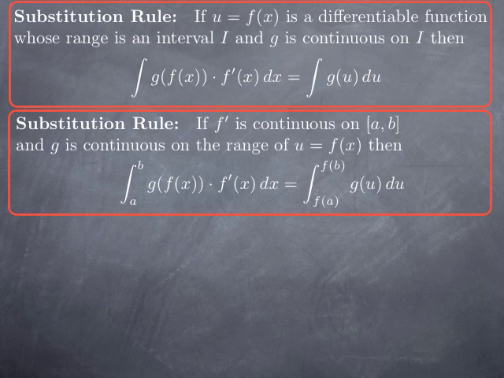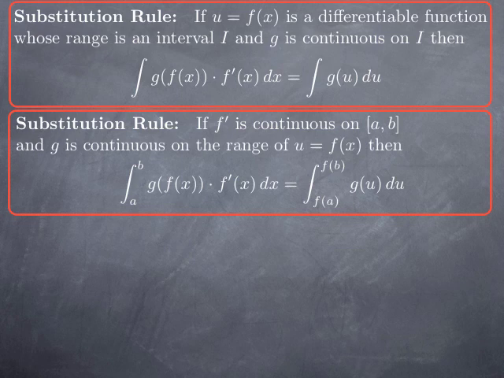The assumptions for this to be true are essentially assumptions we need for the Fundamental Theorem of Calculus to apply. For this theorem to apply, we need the function that we integrate to be continuous, so we're going to assume f prime to be continuous. And then the second part of the condition, that g is continuous on the range of f of x, is simply to make sure that the part g of f of x is also continuous on [a, b].